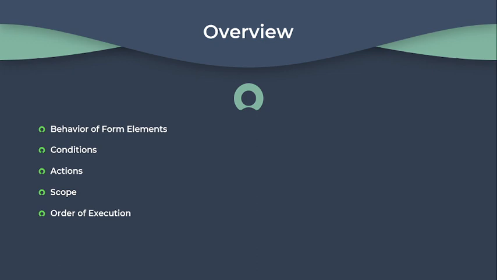UI policies can be applied globally across the entire instance or scoped to specific tables, forms, or user roles, allowing for fine-grained control over their behavior. UI policies are executed after client scripts but before the form loads, ensuring that they take effect immediately when users interact with forms. If you have multiple UI policies applied to a form, the order in which they are evaluated matters. You can prioritize UI policies by ordering them appropriately.